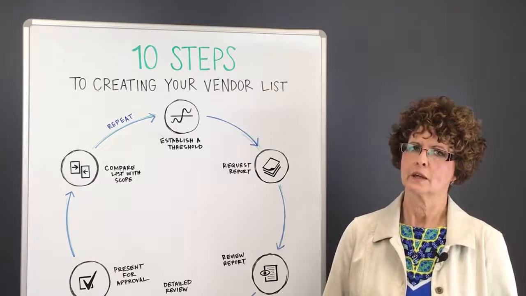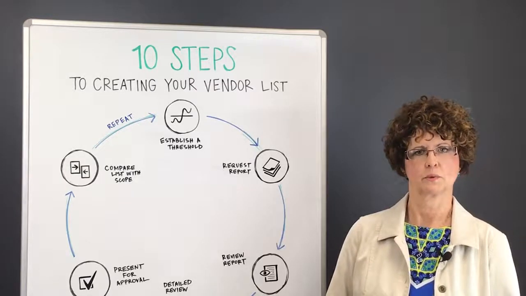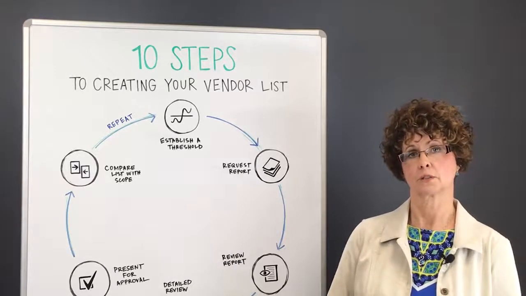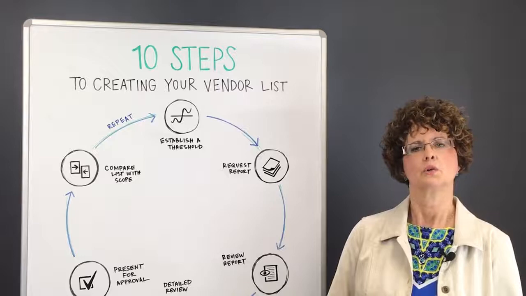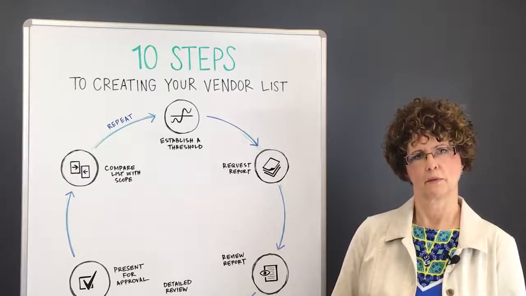But wait, you're not done yet. Number 9, compare your list to the scope in your third-party risk management policy statement to make sure that both your list and the scope are still accurate. You may need to adjust the scope, and if so, you will want to get it approved by the board.